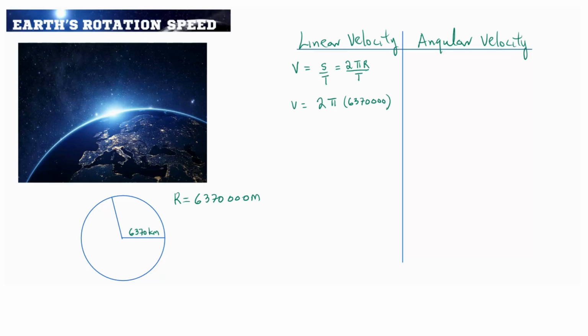Here time needs to be in seconds, right? So we have 24 hours. Time is 24 hours, so let's just write it equals 24 hours. And to change that to seconds, we multiply by 3,600, 60 times 60. So we have 24 times 60 times 60. And that gives us 86,400 seconds. Okay, so we're going to divide that by 86,400.